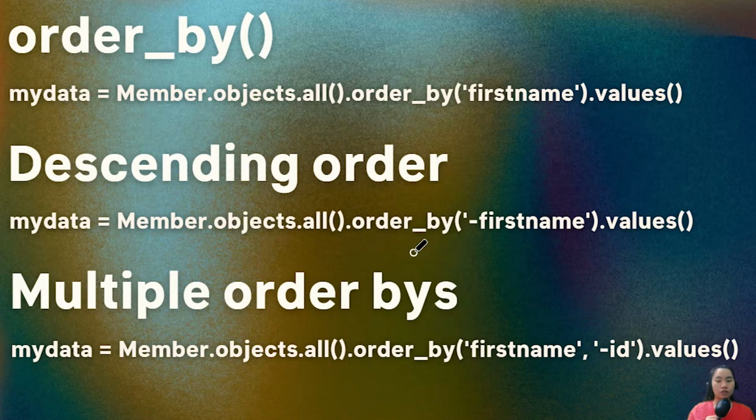I'm going to teach you how to do two order bys with my data member objects. We're still using the same model that we've always had in the testing template, ordered by first name. Now, first name, as you can see, has no hyphen. Therefore, it is sorted in ascending order. ID, however, has the hyphen. Therefore, it is descending. As simple as that. Ordered by, descending order, multiple order bys.